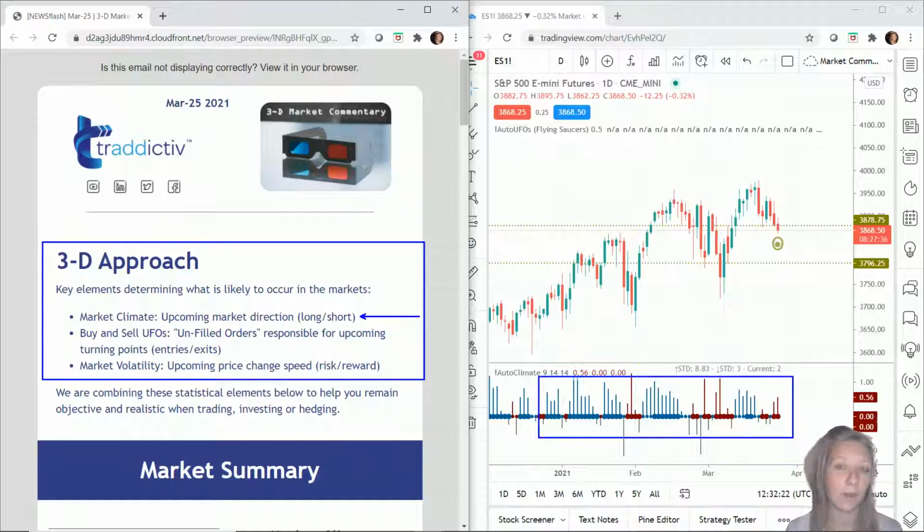This is our AutoClimate app. The AutoClimate app is a free app. You can download it once you have your free Trade with UFOs membership. And the AutoClimate app is scanning through the markets and coming back and telling us in a way of different coloured dots and different thickness of dots as to where we have probabilities.